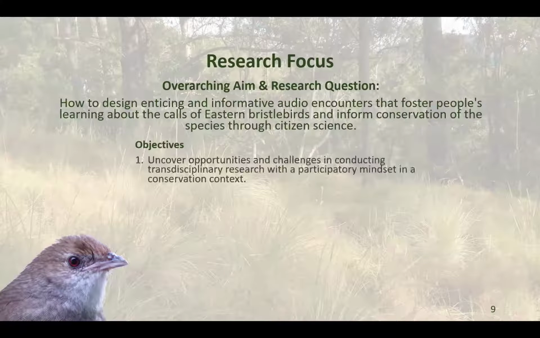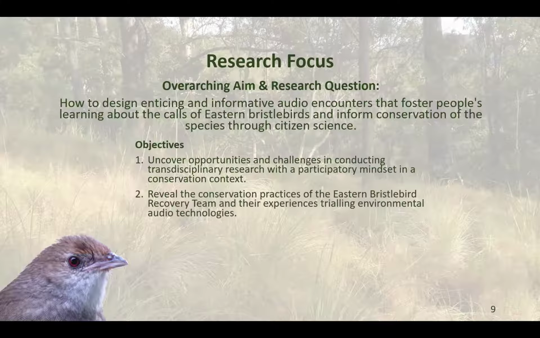And my objectives were to uncover possibilities and challenges in conducting transdisciplinary research with a participatory mindset in the conservation context. So I just want to unpack this a little bit. Transdisciplinary research, for those who may not know, is research that incorporates not just multiple disciplines, but also practical knowledge of people that may not be in academia. And a participatory mindset is actually including those people who you expect to influence in the future with whatever you create, have them involved in co-creating in that process with you. Have them along in the journey, informing and guiding what it is that you do, which is what I did.